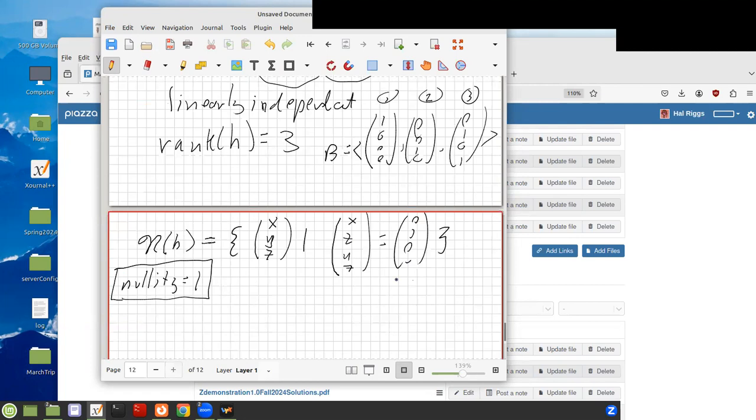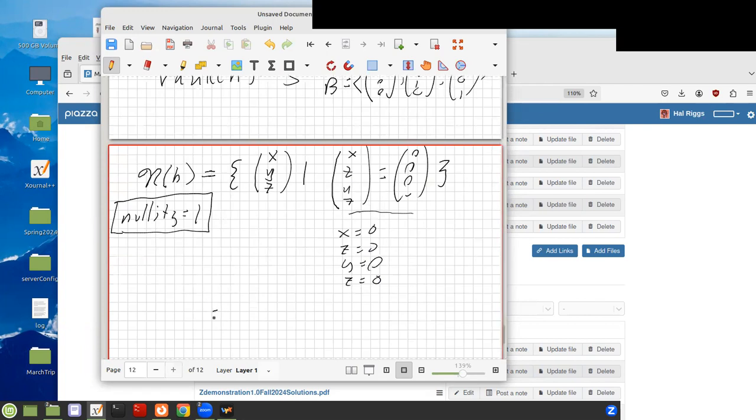Well, what is this constraint? If you wrote out each equation, it would be x equals 0, z equals 0, y equals 0, and z equals 0 again. So they're all 0, right? Which means the null space is 0, 0, 0. There's just one vector.